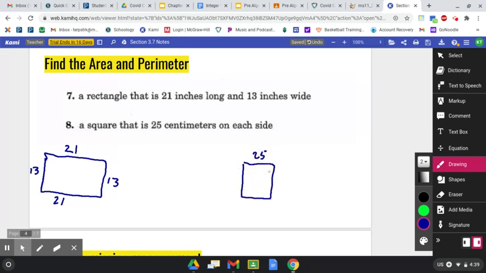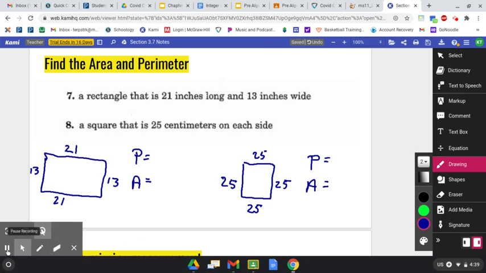It's 25, 25, 25, and 25. Find the perimeter and the area for each of these. All right, so pause the video here and then check your work.